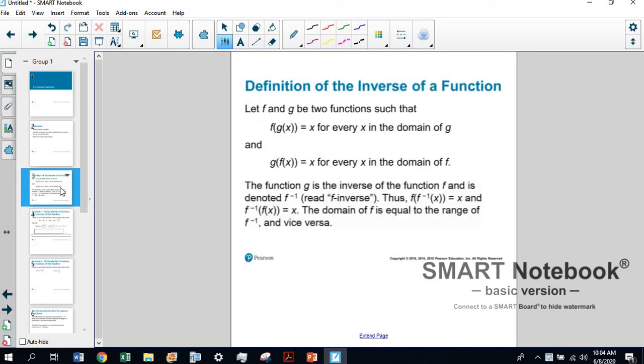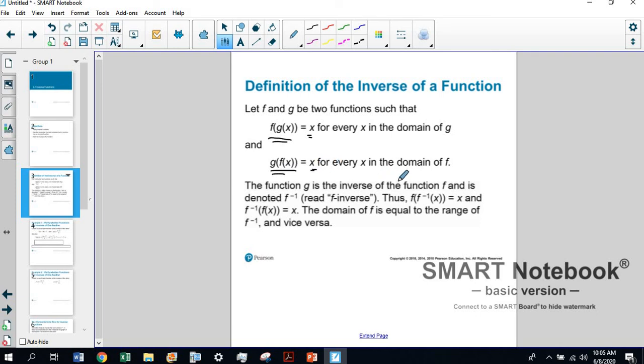Okay, so a function has an inverse, I should say, if you compose the two functions. Remember last section we did composition. If you do f of g of x and you get x back every time for every x in the domain of g, and if you do it the other direction too for every x in the domain of f, all right, then you have an inverse function.